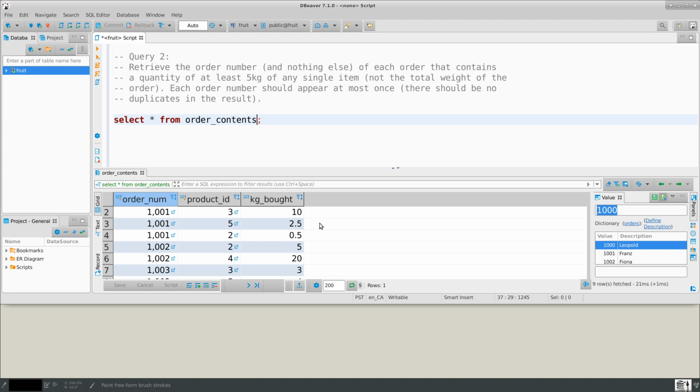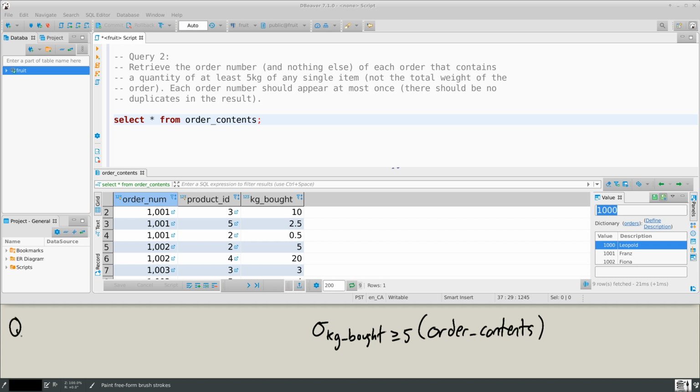What I want to do is keep all the rows that have a kilograms bought of greater than 5. And then I want to just keep the order number from the result. So I'll write the relational algebra, and then I'll step through the query that I write in a bit of a slower order, because maybe we can show how we would debug this. So I think the first thing I'm going to do is filter the rows by the kilograms bought. So I'm going to keep all the rows where kilograms bought is greater than or equal to 5, and I'm going to start with my order contents table.